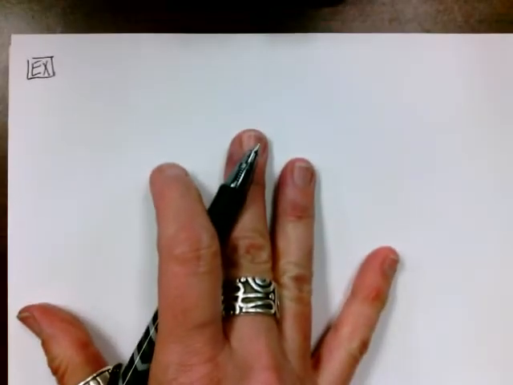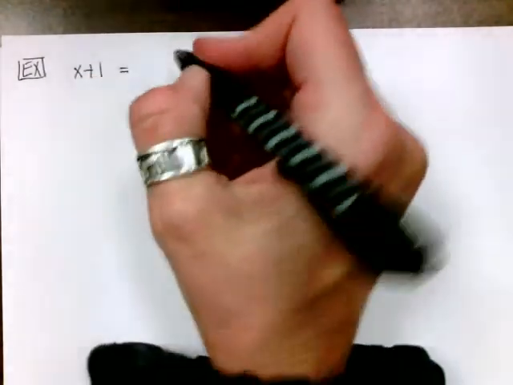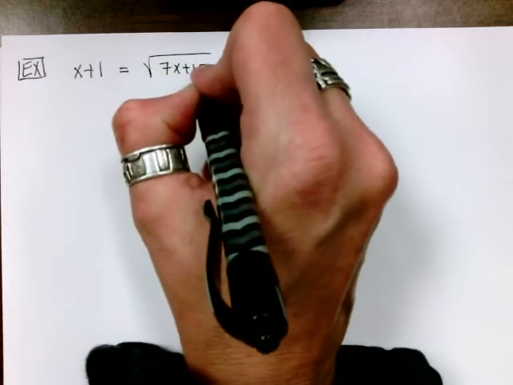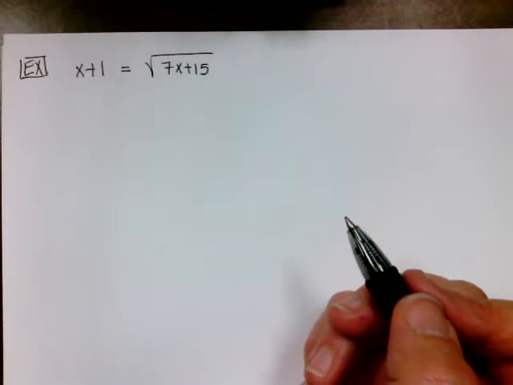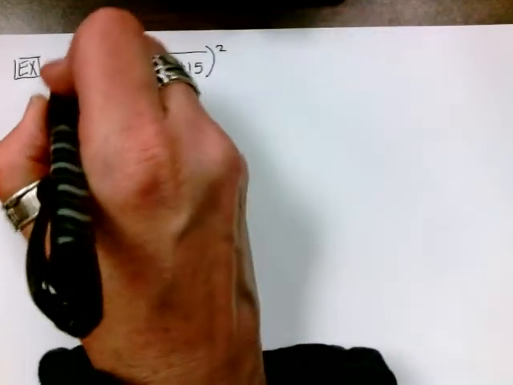All right, the next example is a little bit more entertaining, okay? We like entertaining math problems. So on the left-hand side, I'm going to have the square root of x plus 1. And on the right-hand side, I'm going to have 7x plus 15. Since I have a square root on the left-hand side, I'm going to need to square both sides.